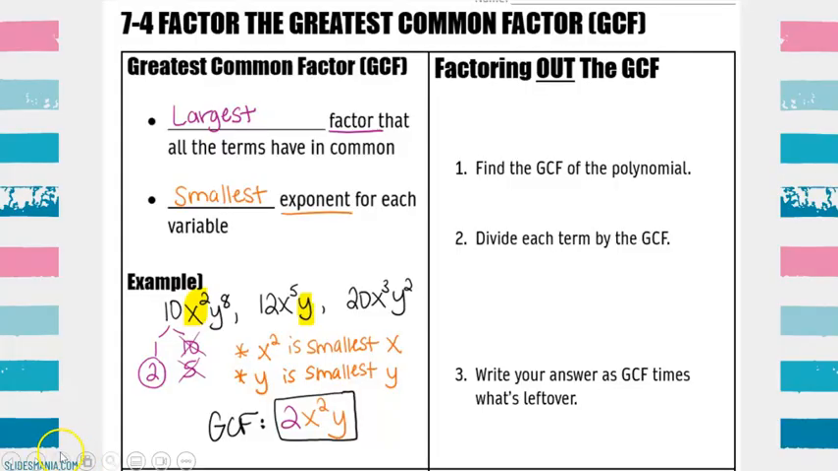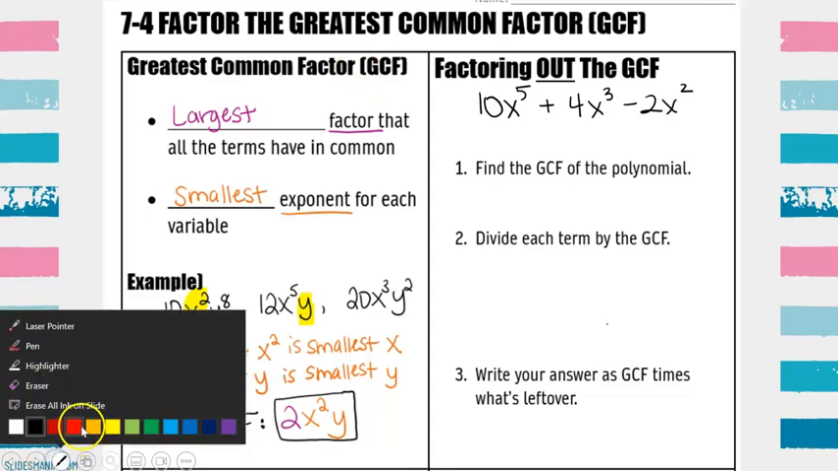So the problem that we're going to do as we work through this process is going to be 10x to the fifth plus 4x to the third minus 2x to the second. Now you'll notice instead of putting commas in between my terms, I do have adding and subtracting. This is a polynomial, so my final answer is going to be a polynomial as well.